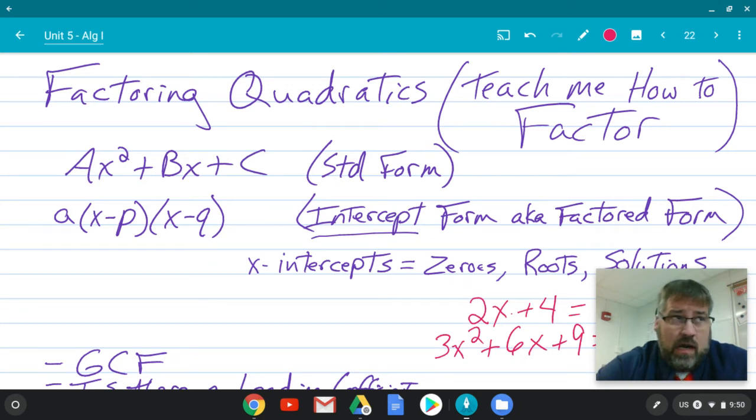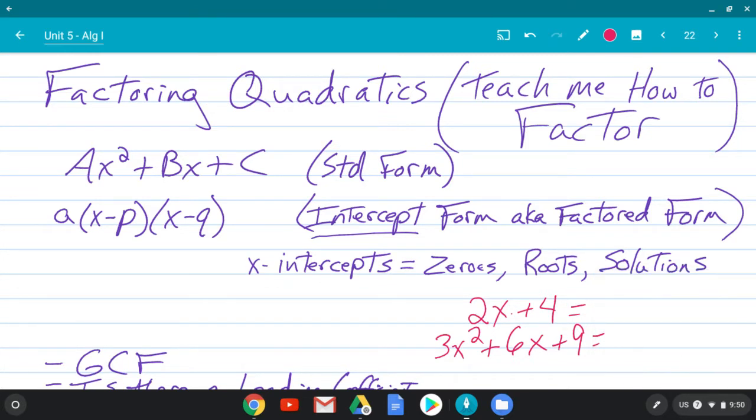All right, we just finished going over our distribution homework, and I'm going to begin teaching you how to factor. This is our first lesson on Teach Me How to Factor. Let's start by taking some notes, and I'll show you some examples. We are going to be factoring quadratics. You want to write all of this down. Teach me how to factor.